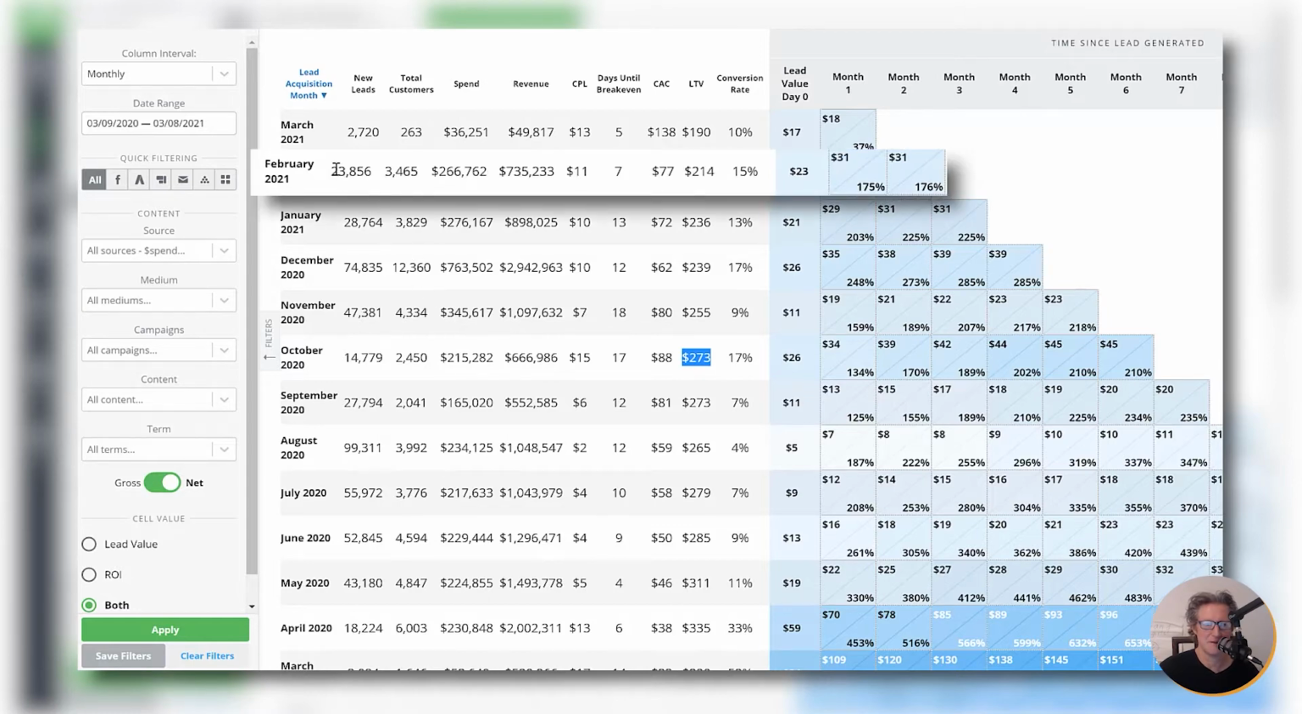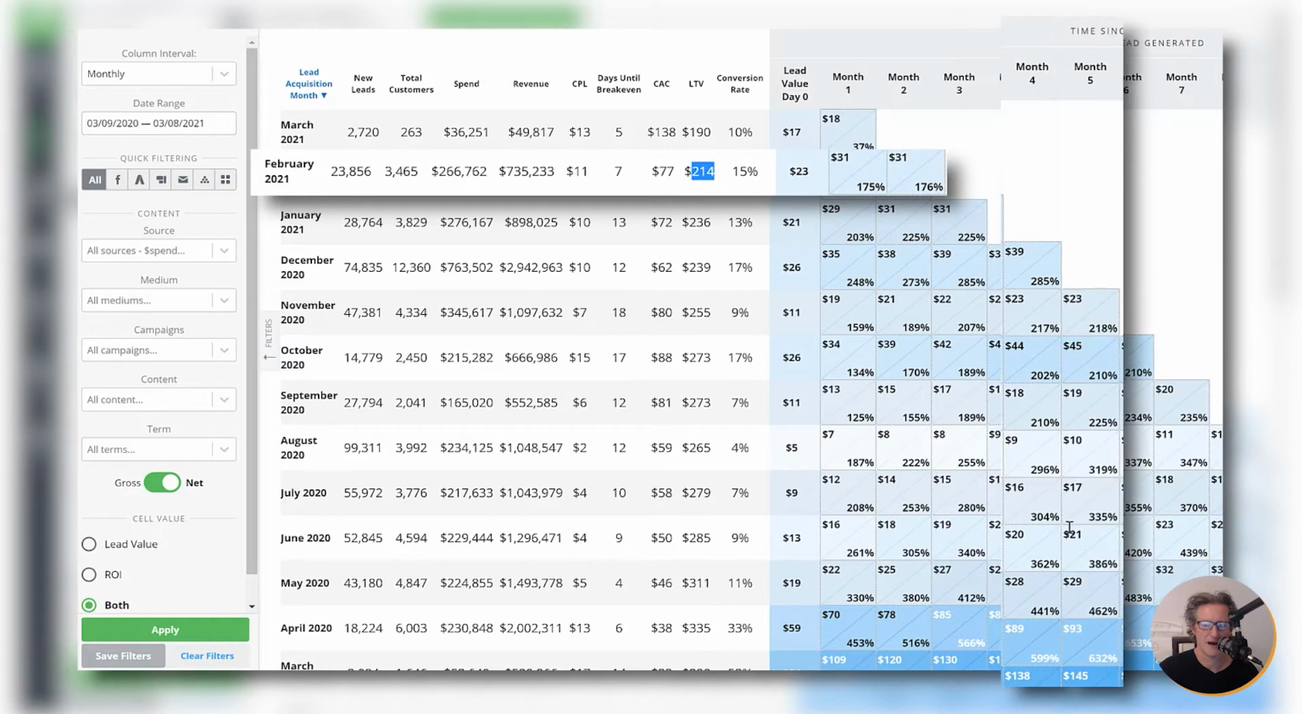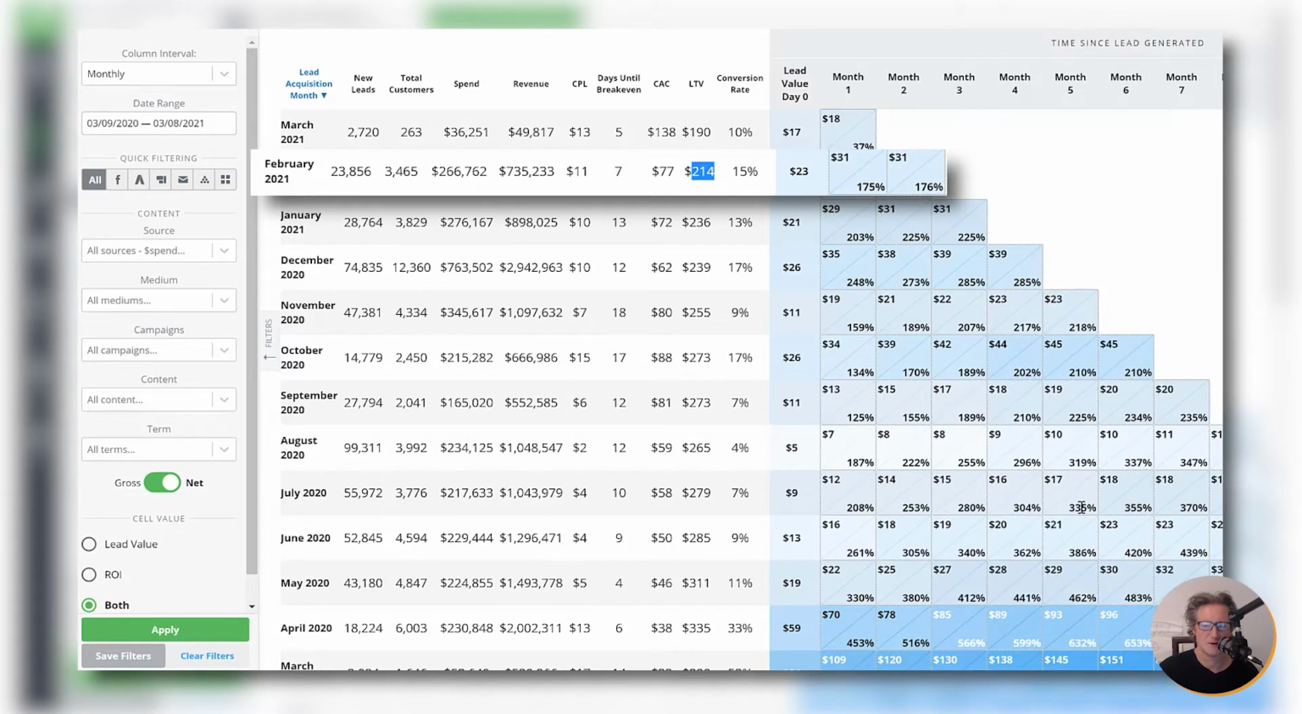Now, unfortunately, February, 23,000 and a 214 LTV. Well, they've only had one month to generate LTV. So we don't want to throw those leads under the bus, because we see here always this month 4, month 5, he's up over 100% on his leads in general. So that's increased LTV. So you don't want to throw the February leads under the bus yet. They haven't had time to generate LTV.